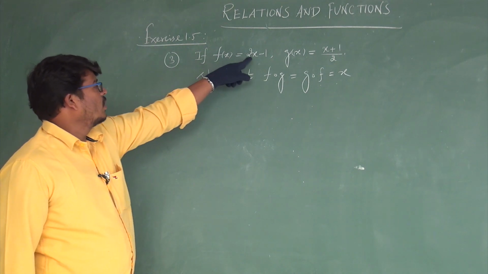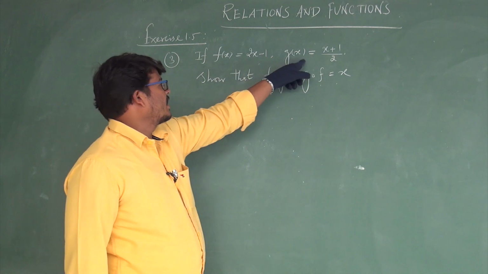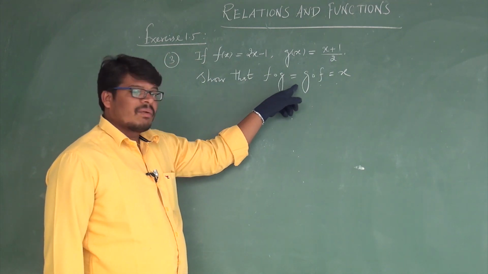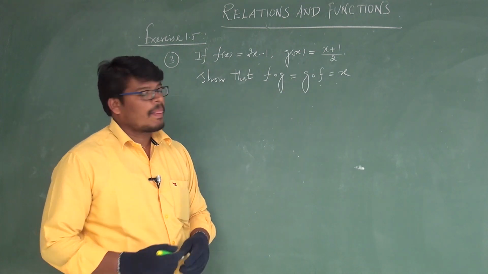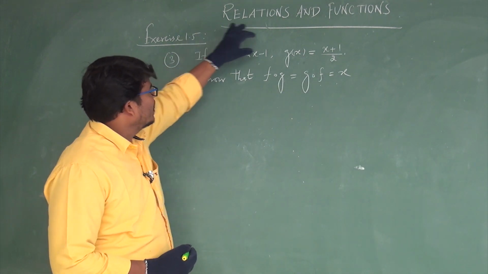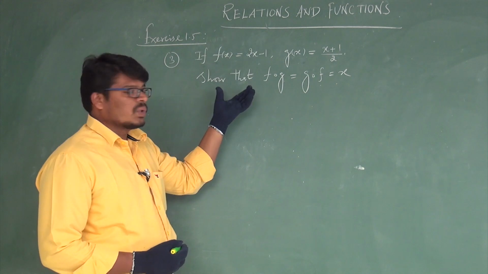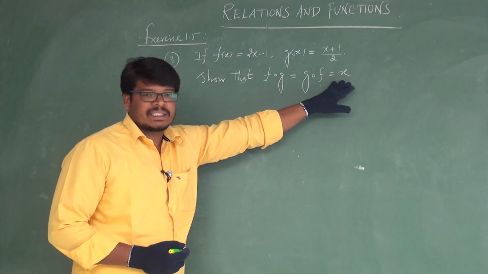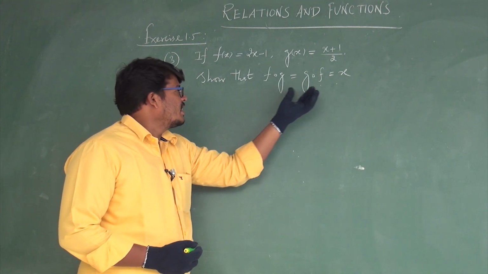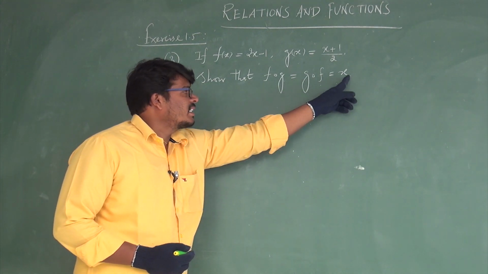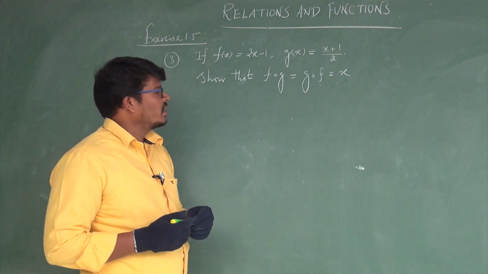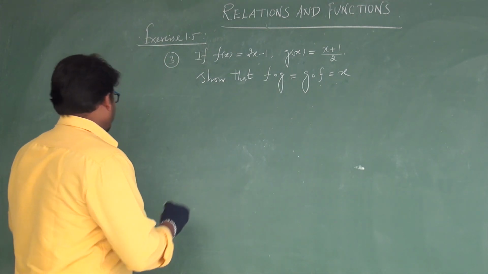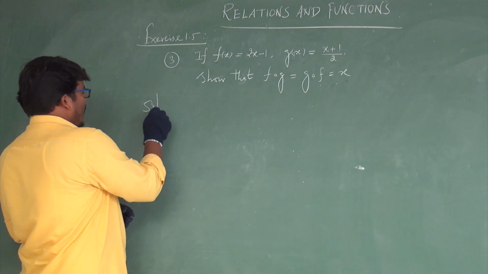If f of x equal to 2x minus 1 and g of x equal to (x plus 1) by 2, show that f dot g equal to g dot f equal to x. Given f of x and g of x, to show that the result of f dot g and g dot f is x. Now first find f dot g.